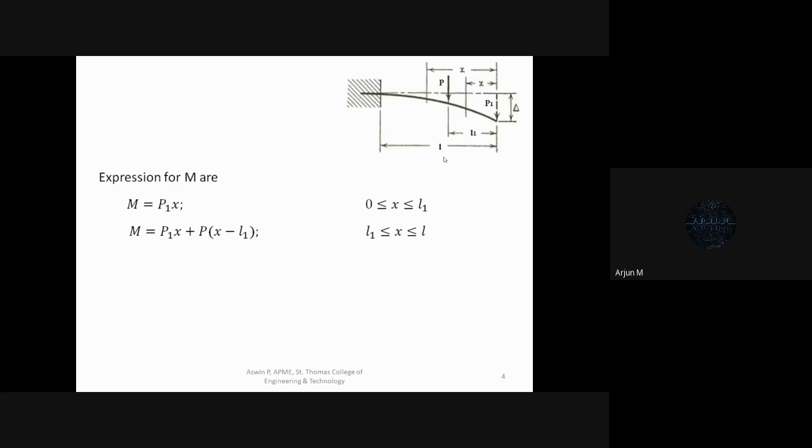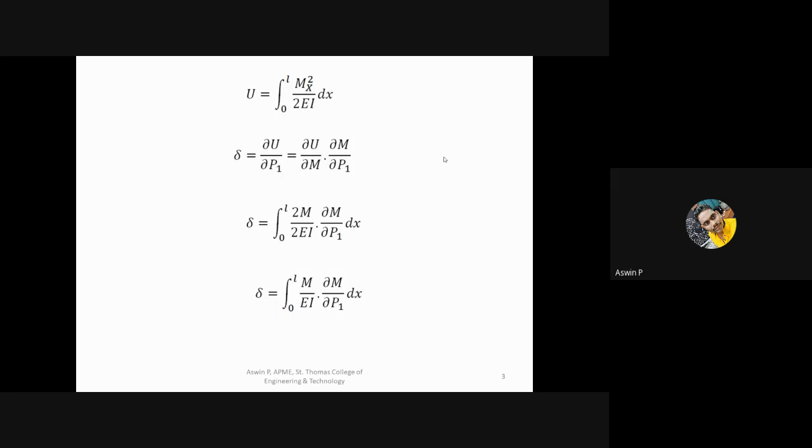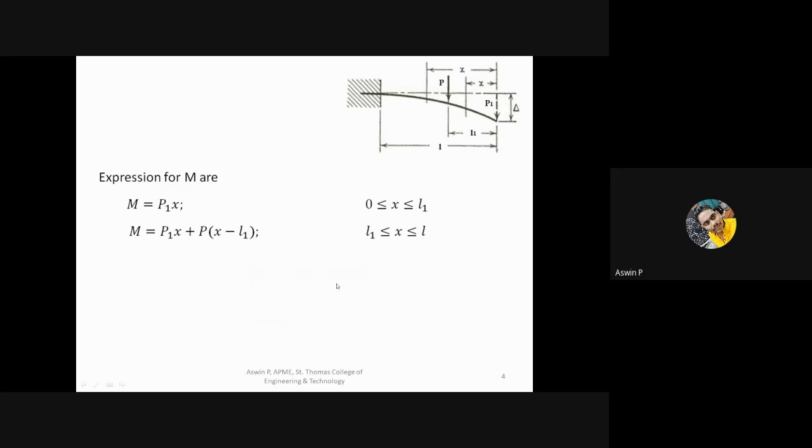Yes, sir. Okay, thank you. After that, we need to find dou m by dou P1, because in the last equation you can see that there is a term dou m divided by dou P1. So we need to find this term. For that, we are finding dou m by dou P1 in both cases.